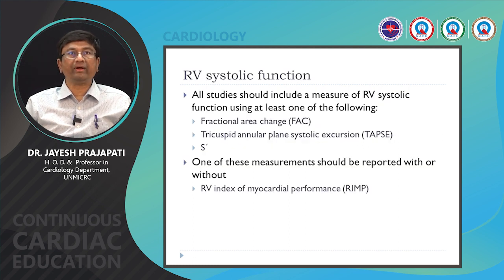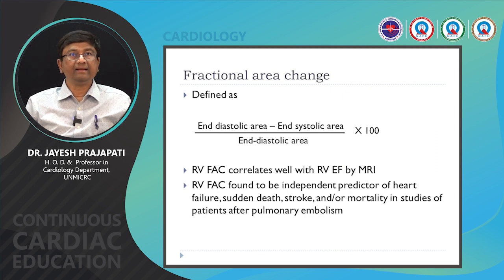We can assess RV systolic function by the Simpson formula, fractional area change, tricuspid TAPSE, the S wave on pulsed Doppler velocity, and RV myocardial performance imaging. Fractional area change is the end diastolic area minus end systolic area, divided by end diastolic area, times 100. RV FAC correlates well with the RV ejection fraction by MRI.